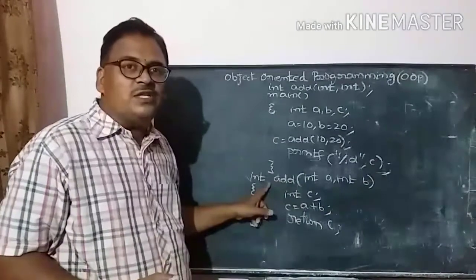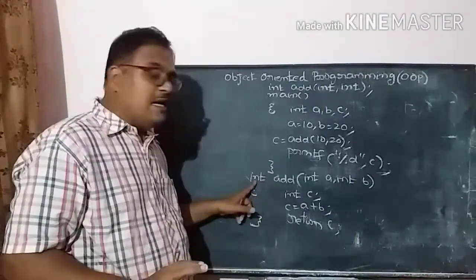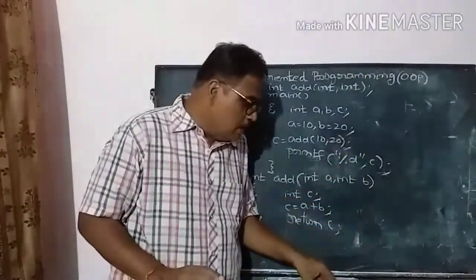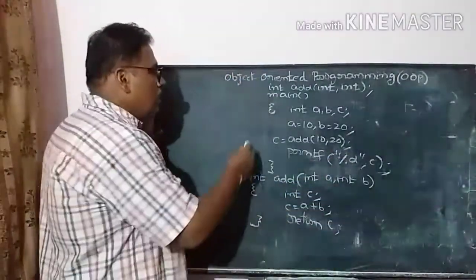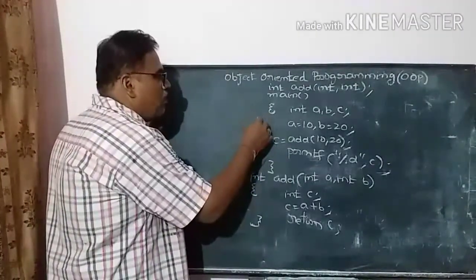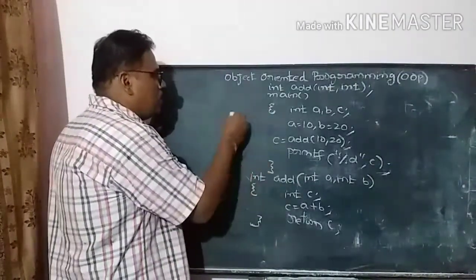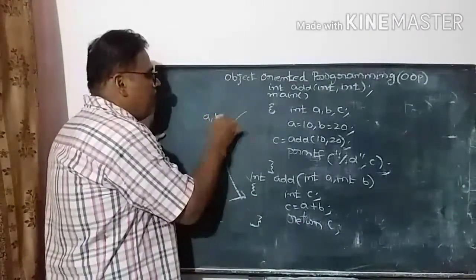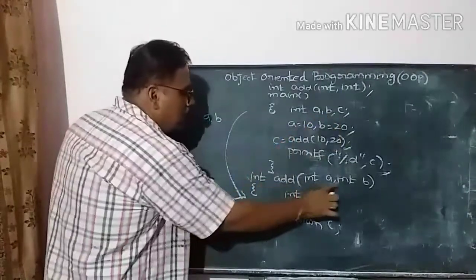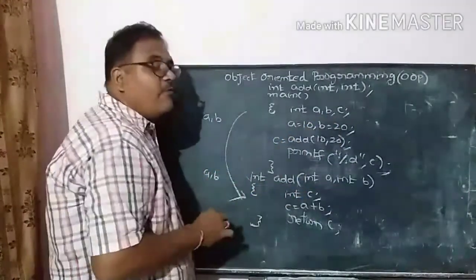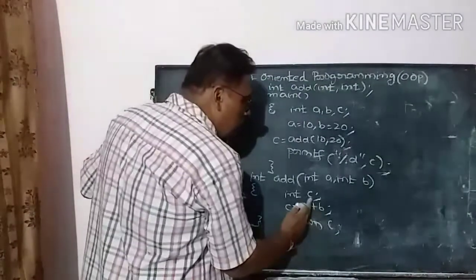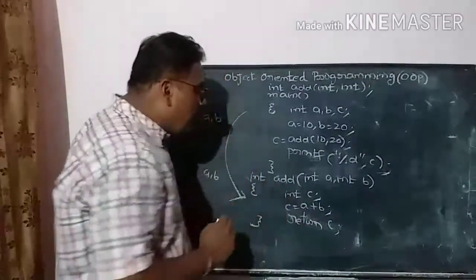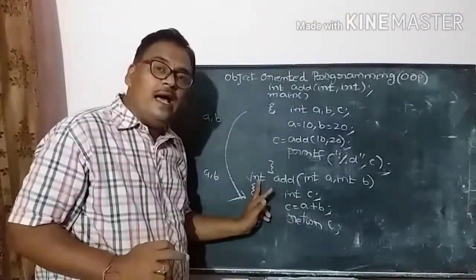Coming to the user defined function, here the return type is integer: add, int A comma int B. So in the previous program, we discussed formal arguments and actual arguments. Here, A comma B are actual arguments and A comma B are formal arguments. In this, what type of variable is C? This is integer. That's why the return type should also be an integer.